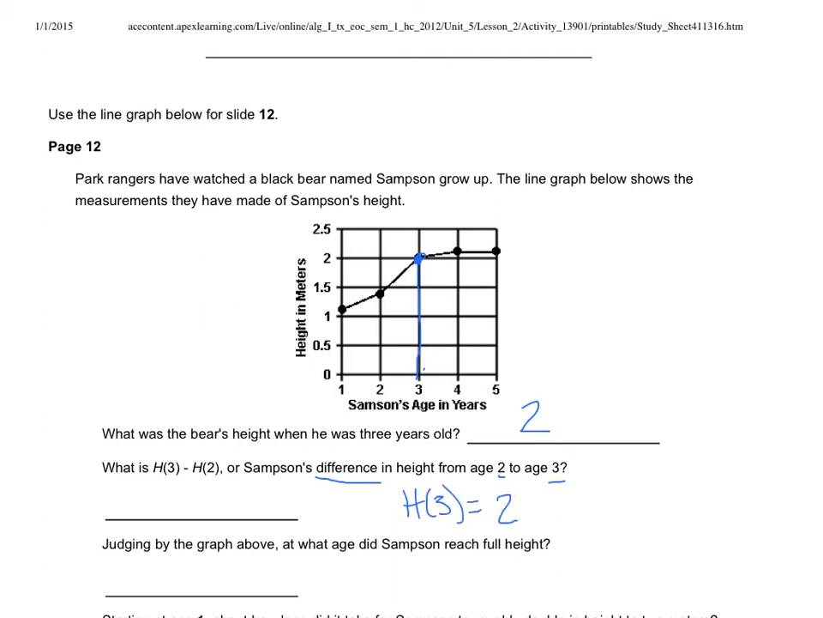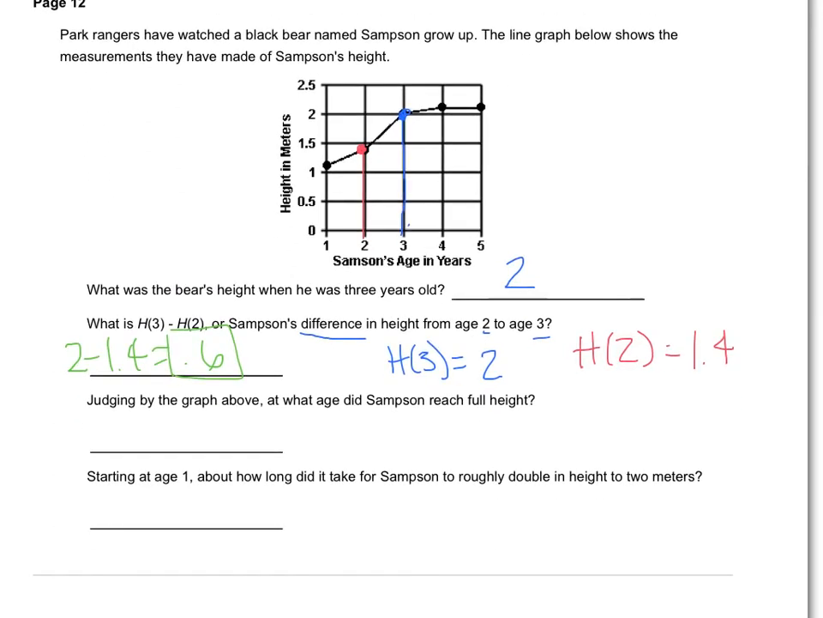So at 2 years old, his height, we'll say, is about 1.4. So h of 2 would be 1.4, and we need to subtract those. So we're going to do 2 minus 1.4, which is going to give us 0.6 meters. So that was the difference in his height.